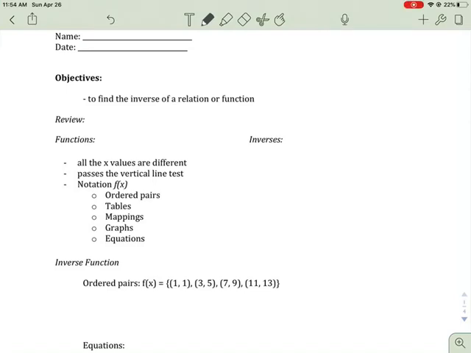Hi everyone. Today we're going to work on finding inverses of functions. Okay, so we have talked about adding, subtracting, multiplying, dividing functions, and we did talk about composition last week. So we want to use a whole bunch of those things today to talk about inverses.